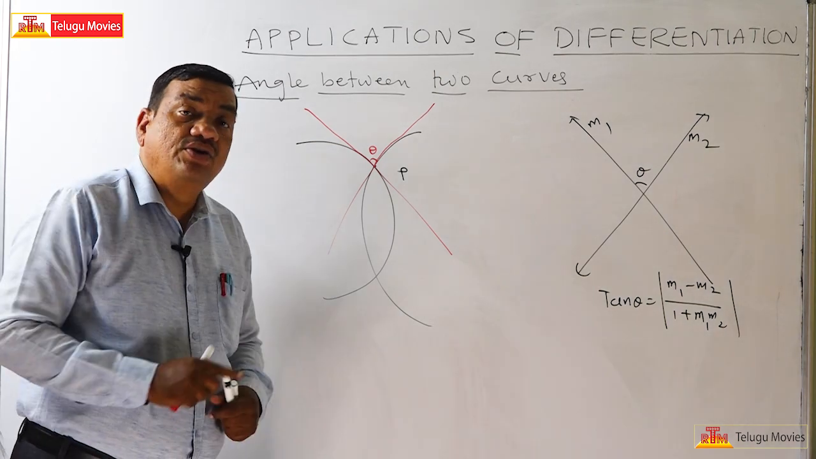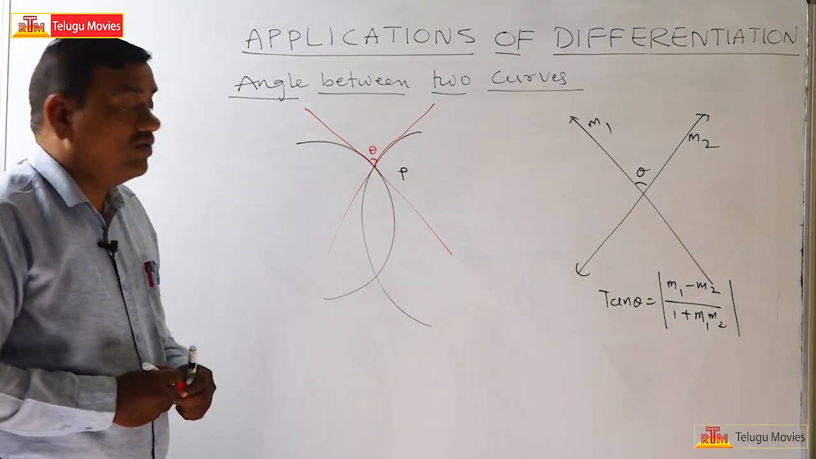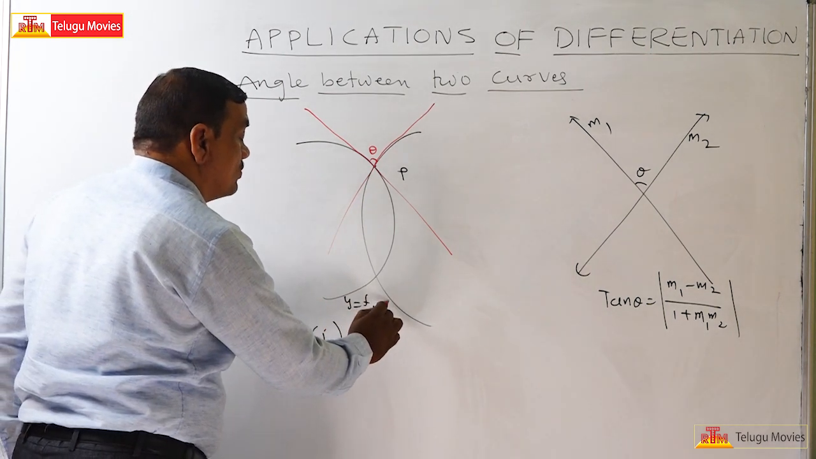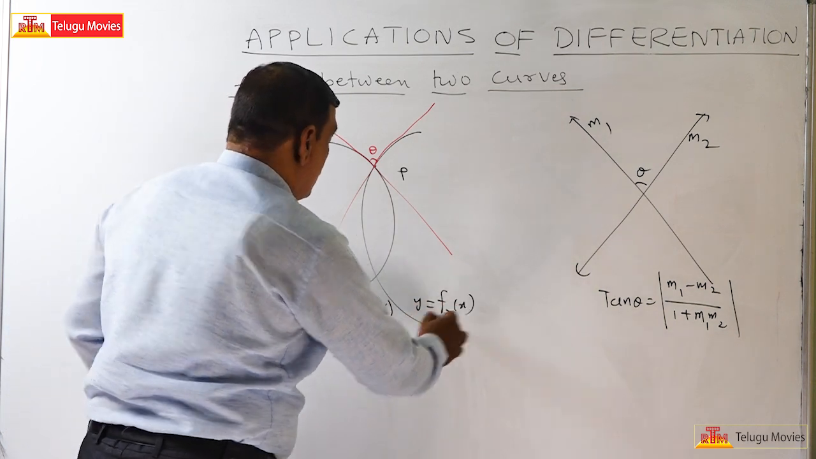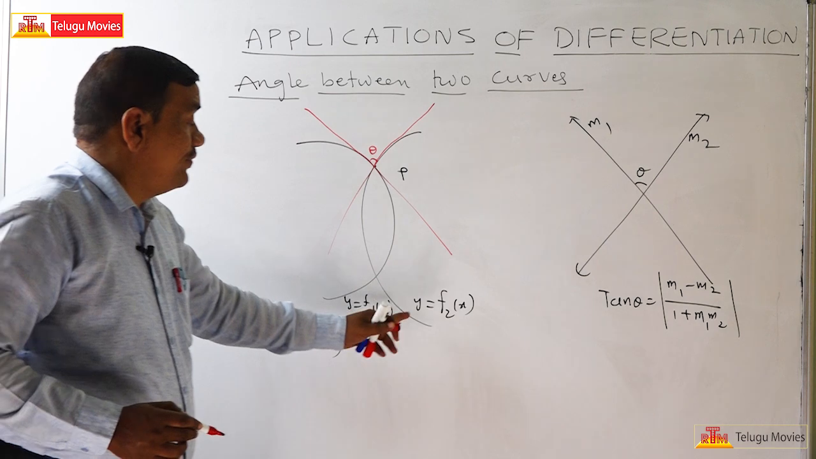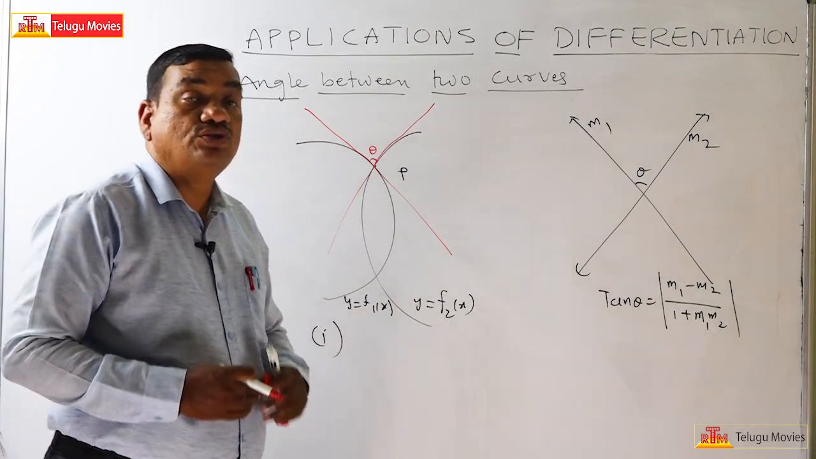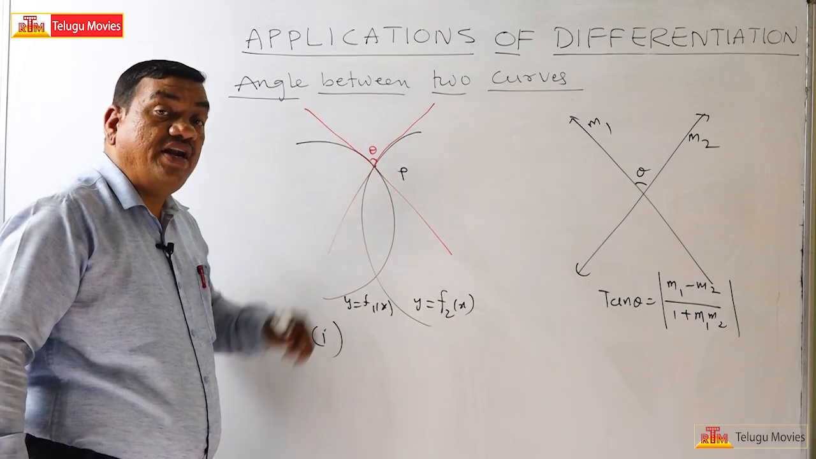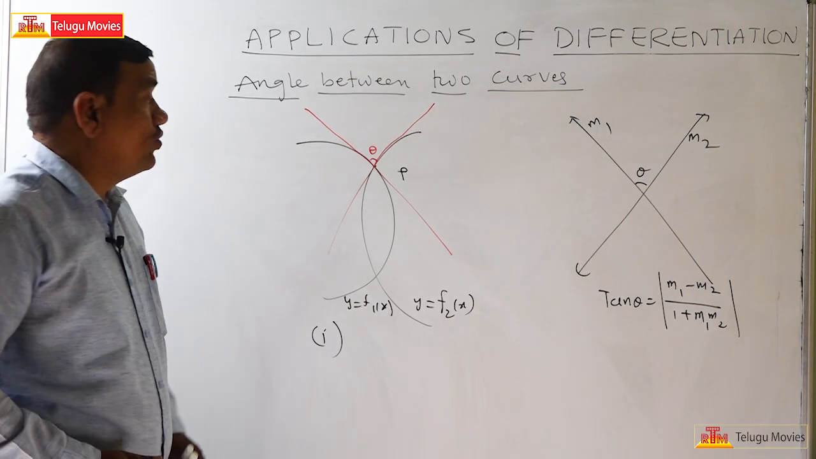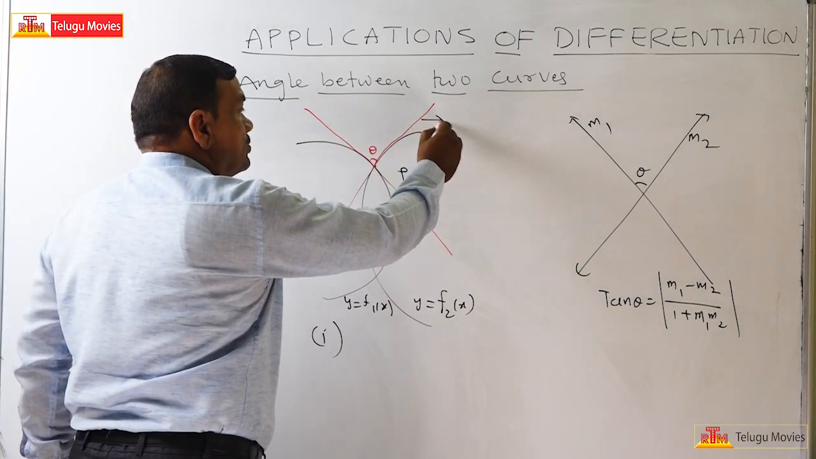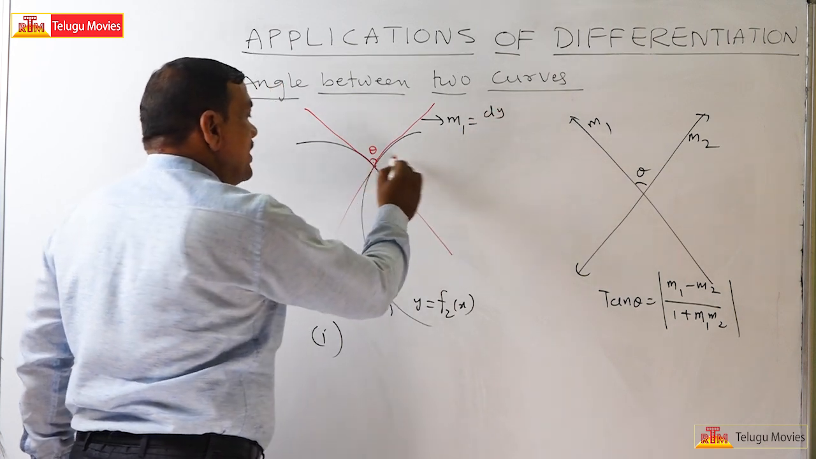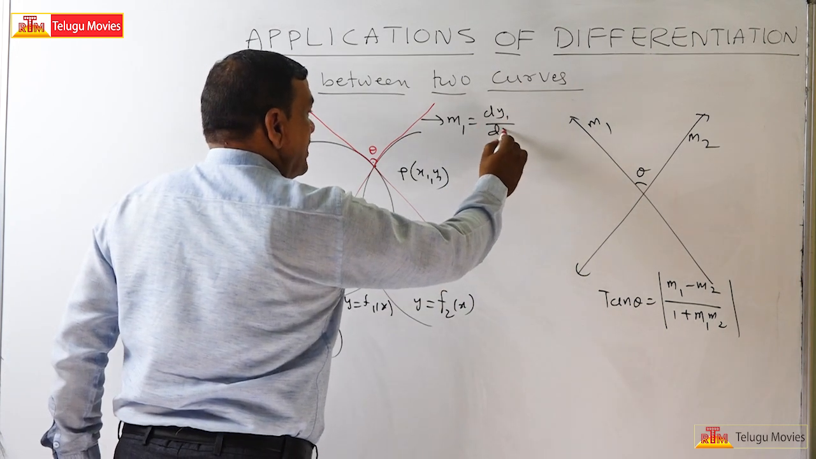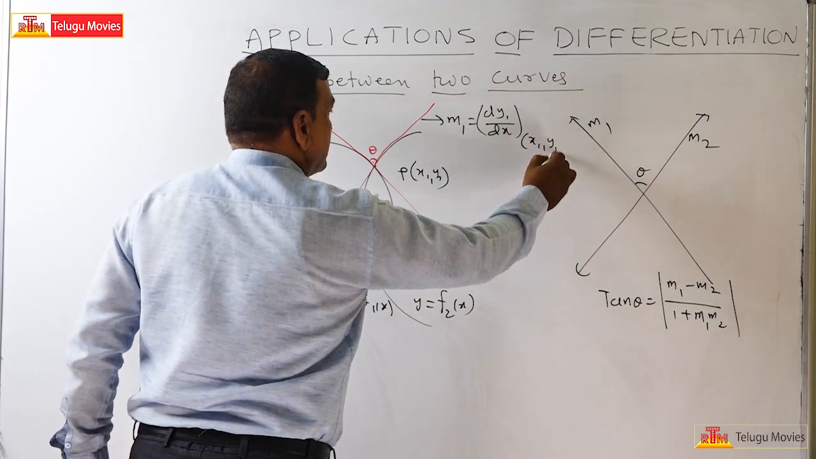To find the angle between the two curves, first we have to solve the equations of these two curves, y1 is equal to f1 of x, y2 is equal to f2 of x. You solve these two curve equations, then we will find the point of intersection. After finding the point of intersection, we know how to find the slope of the first curve. Let this point of intersection be (x1, y1). The slope is dy1 by dx, and you substitute x1, y1.